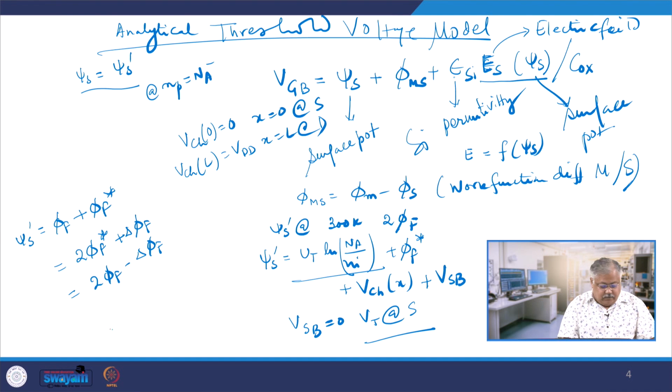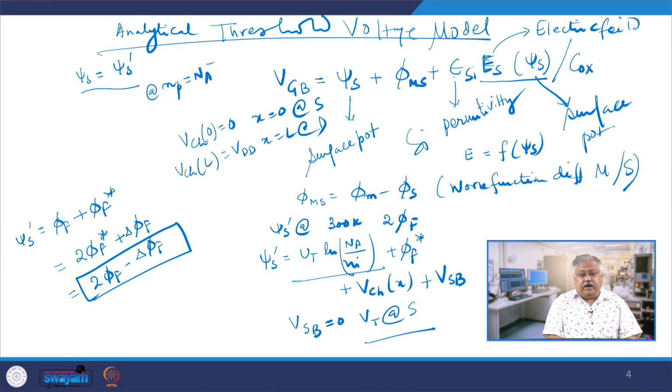So, finally, what we get is that my psi s star or psi s dash is approximately equal to 2 phi f minus delta phi f. Why 2 phi f minus delta phi f? You need to understand this point physically. 2 phi f is the amount of potential required to invert the channel, but because of band gap widening and other second order effects specific to cryogenic temperature, your surface potential is to drop by an extra delta phi f, which comes by virtue of the change in the value of Ni, widening of the band gap, and so on and so forth.